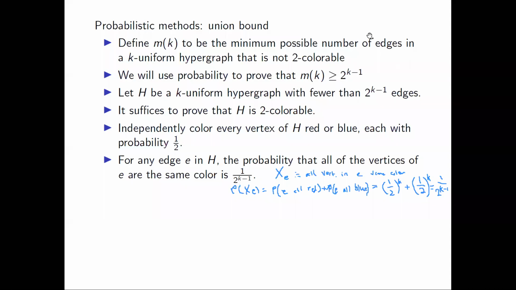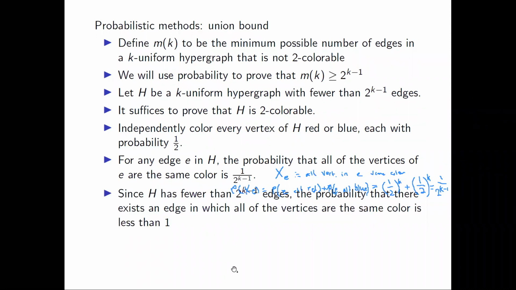And on the next line, we can see that based on our assumption that H has fewer than 2 to the k minus 1 edges, we can get a bound less than 1 on the probability that there exists an edge in H in which all of the vertices are the same color. So let's see, why is that true? This probability that there exists an edge in which all the vertices are the same color is the probability of the union of the x of E's, so the union over all the edges in H, all the edges in its edge set E, of the event x of E.